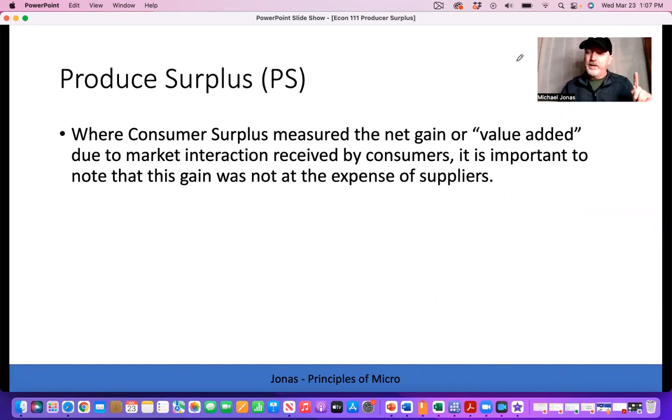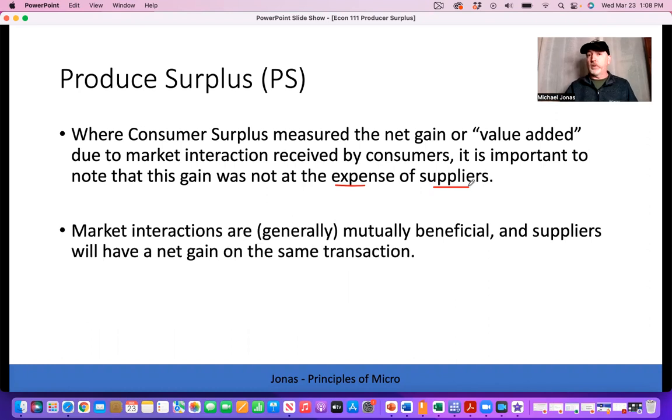Right? And one point to make here is that, yes, these are gains, these are benefits to consumers, but these are not coming necessarily at the expense of suppliers, right? Just because consumers are winning doesn't mean sellers or suppliers are losing. The whole idea of a market interaction is that it's a mutually beneficial exchange. No one would ever purchase a product unless that voluntary transaction made them better off. Likewise, a supplier wouldn't be selling that product if it didn't make them better off as well.